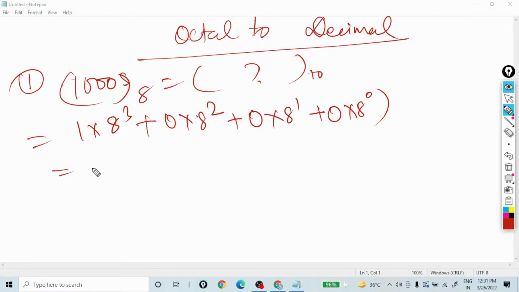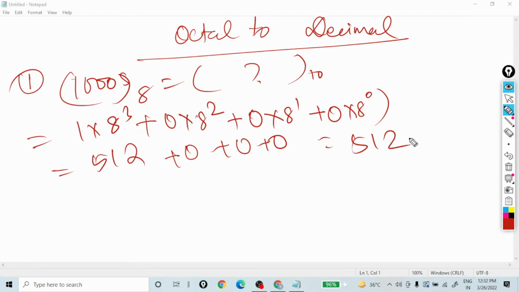So 8 to the power 3 will be 512. Remember, this is 512: 8 into 8 is 64, then 64 into 8: 8 into 4 is 32, 8 into 6 is 48, plus 3 makes 512. Plus 0, plus 0, plus 0, so the answer will be 512. So this is the conversion from octal to decimal, right?